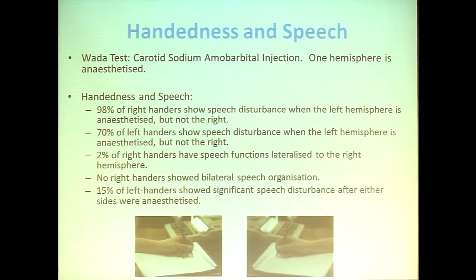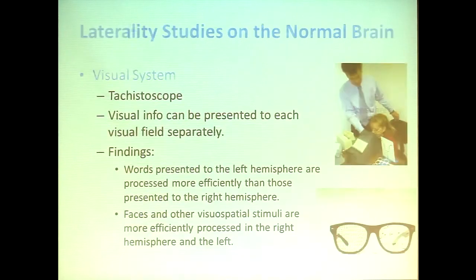No right-handers showed bilateral speech organization, meaning speech in both areas. But 15% of left-handers showed significant speech disturbance after either side was anesthetized. So 15% had bilateral speech areas. So actually quite a small percentage, but it's important to bear in mind. And one needs to ask oneself, if a person is left-handed, possibly because of brain damage of some sort, might the speech areas have moved over to the right side, in which case might there have been a crowding out of the visuospatial abilities?